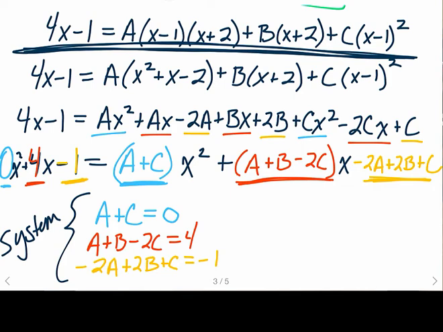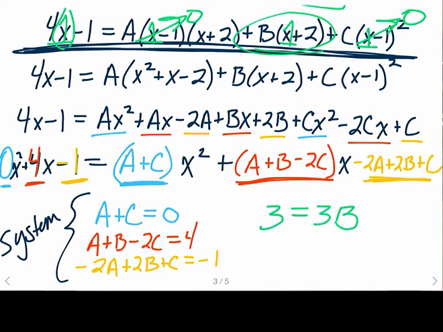Check this out. If we were to let x equal 1, then the factors that have x minus 1 would become 0. And if that were the case, then what we would have is 4 times 1 minus 1 on the left-hand side, which is 3, is equal to b times 3 on the right-hand side. That would give me directly, since 3 equals 3b, b is equal to 1.